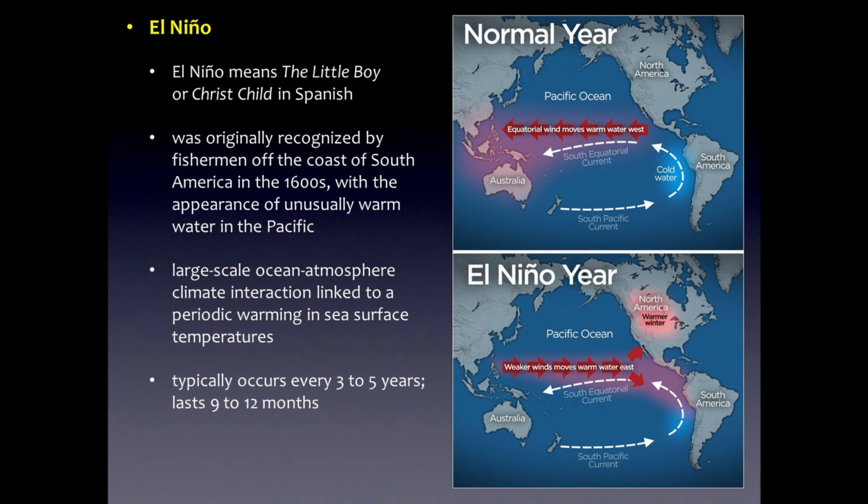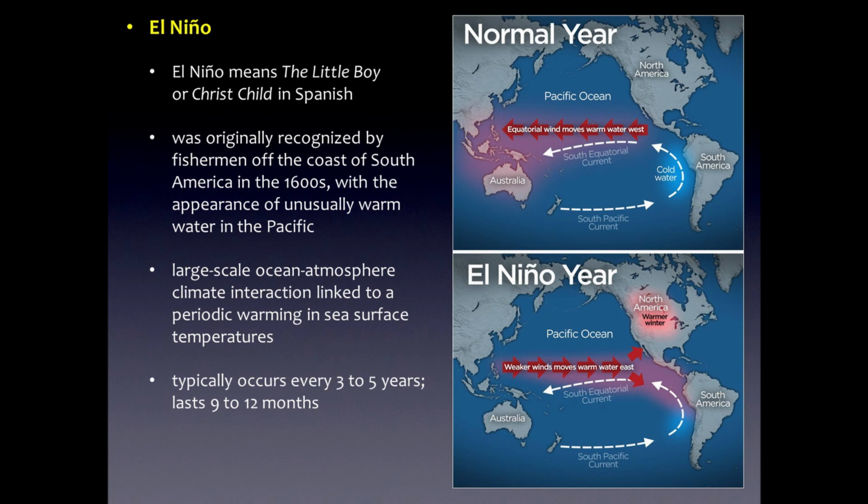What we see here is during normal times, if you look at the image on the upper right hand side, we have that typical South Pacific gyre moving colder water up from the pole towards the equator. This is colder water. We're going to have lots of nutrients associated with it. And we see that equatorial winds are blowing warm water westward.